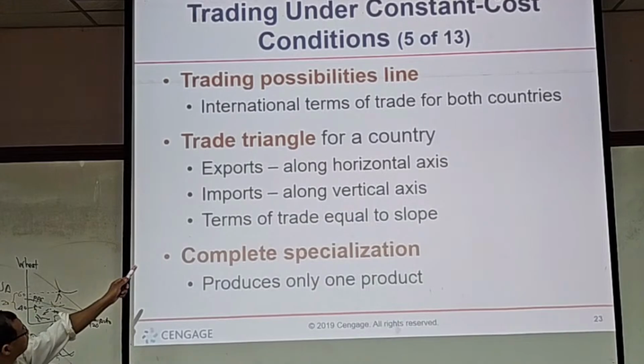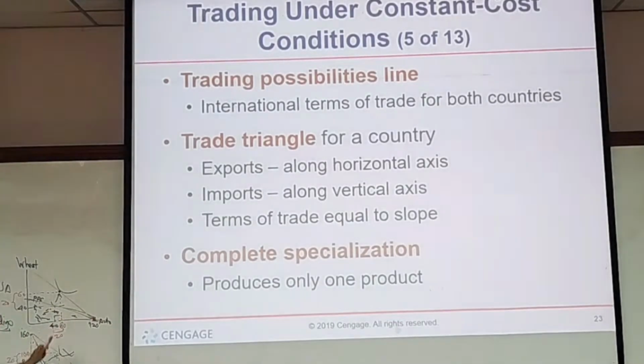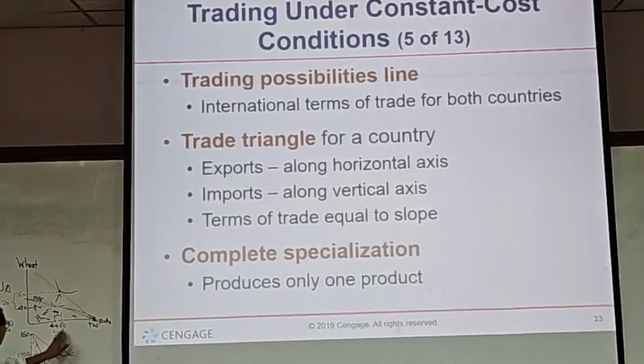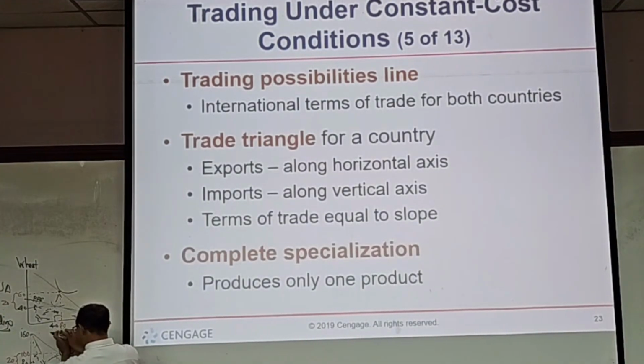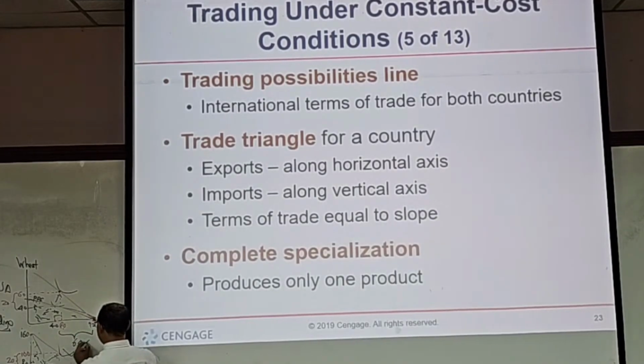Trade triangle: 120 minus 60. How can we find the trade triangle for country A, country B? Export. Produce 120, I don't want to consume this production, consume only 60. So 120 minus 60, 60 is the export.